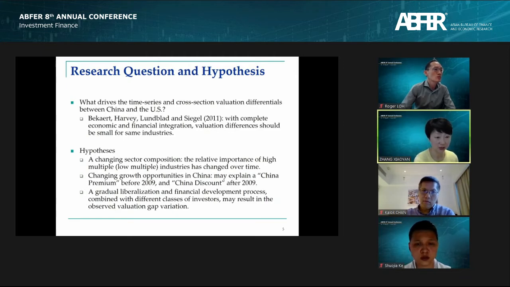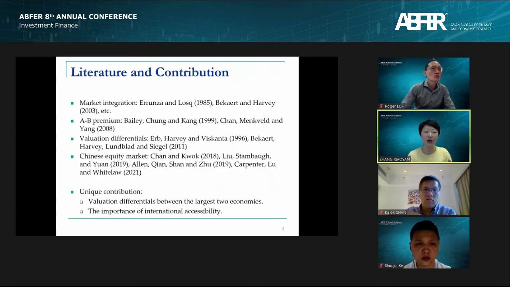Okay, now I'm going to show you how everything fits into the literature. Our paper is connected with lots of previous papers. There are papers on market integration. There are papers looking at the A share, B share premium, including Kalok's paper.